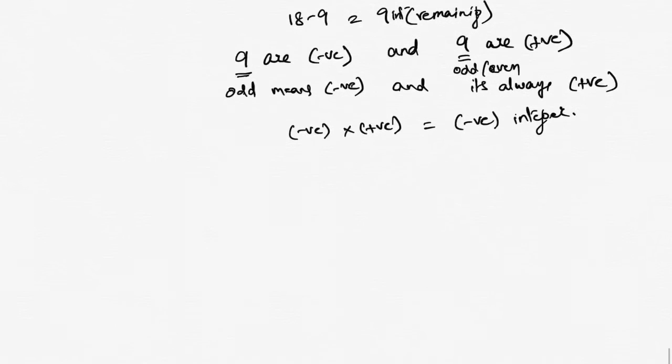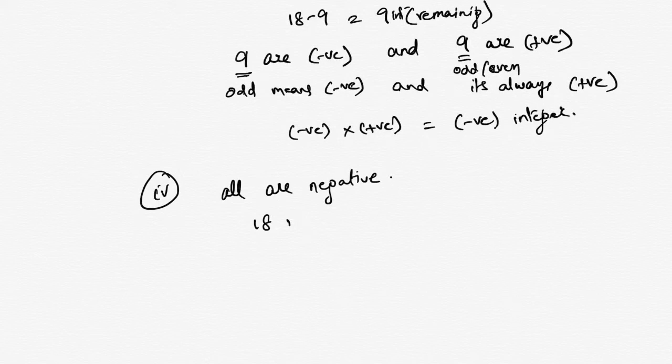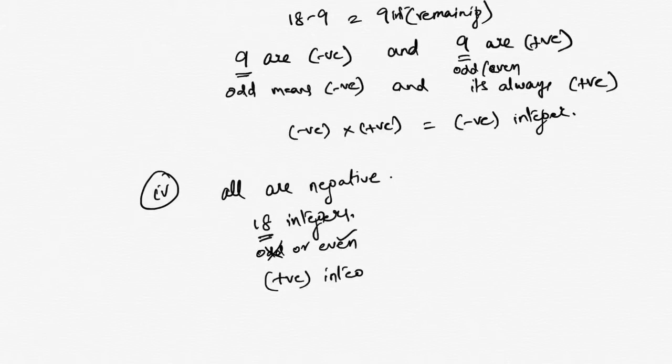Now let's see, in this section we have one more. Yes, we have one more. We have the 4. Now it says all are negative. Now how many are there? There are 18 integers. Now see, negative means 18 is odd or even. It is even. It's not odd. So this is a positive integer.